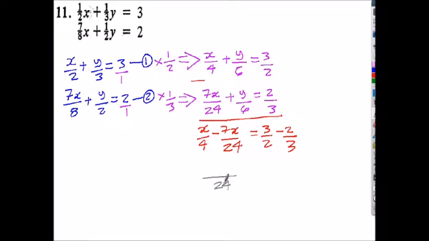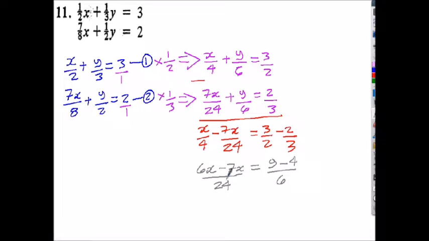4 goes into 24 6 times, so I'll get 6x, and I'll take away from that 7x. So the common denominator of 24 on the left hand side. On the right hand side I use a common denominator of 6, because 2 and 3 divide completely into 6. 2 goes into 6 3 times, so 3 times 3 is 9, and 3 goes into 6 twice, so 2 times 2 is 4, so it's 9 take away 4 on the top.